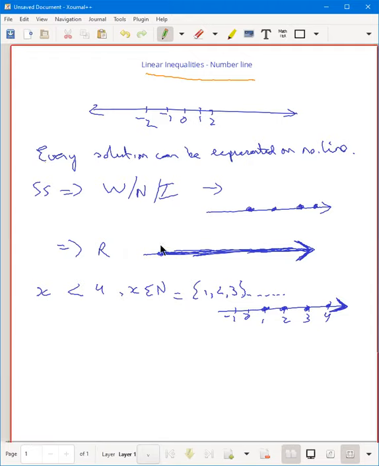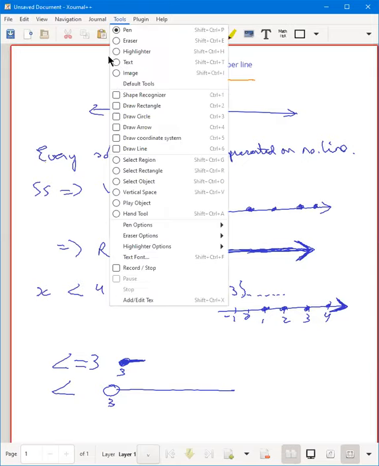If it is including, for example, if it's less than or equal to something, then the line starts like this. If it's only less than or equal to, we will have a circle over there on the line. For example, if it's 3, so this will be 3, this is 3. Okay, like that.